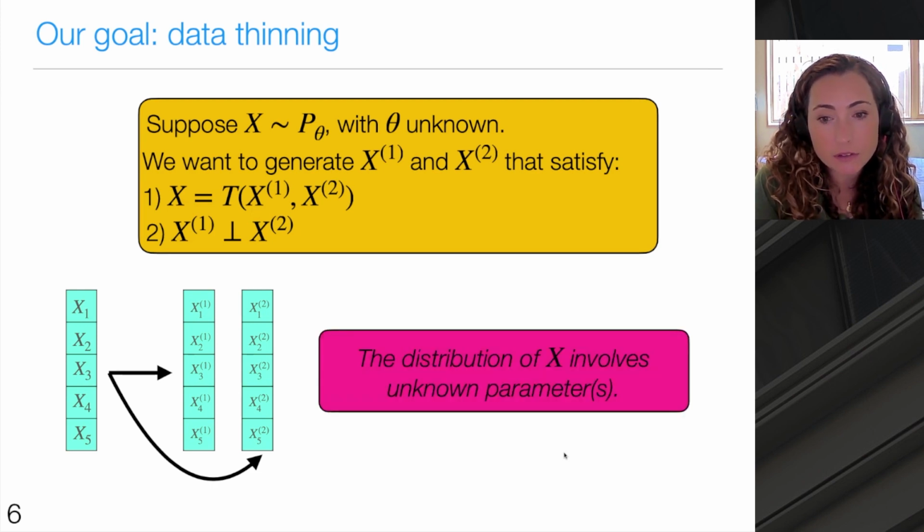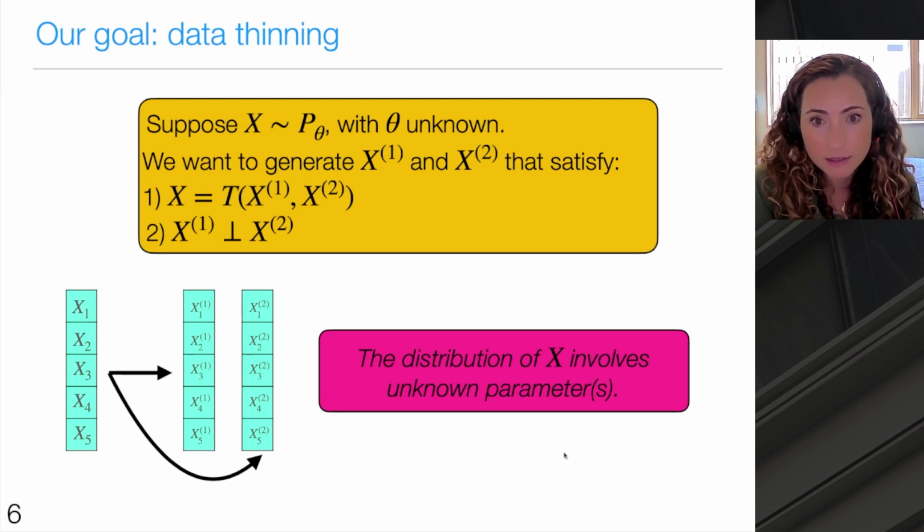And again, just to emphasize, the distribution of x involves an unknown parameter, or perhaps multiple unknown parameters, which in my notation is going to be theta. And the fact that theta is unknown is really important because if there were no unknown parameters, then we wouldn't need to do statistics because we would know everything already. So it's important that theta is unknown.